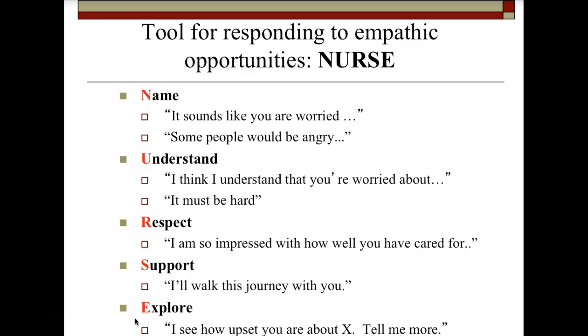As you can see, as with other mnemonics, it's listed per letter some of the behaviors that you can utilize in a conversation. However, it is not a hierarchy, and you're not required to go from N all the way to E in a given conversation. You may only use one letter or one behavior out of the NURSE mnemonic in a given interaction to attend to emotions with an individual. But let's go through the mnemonic.